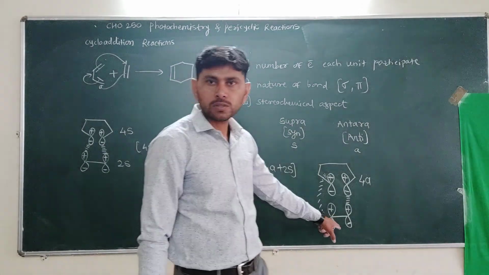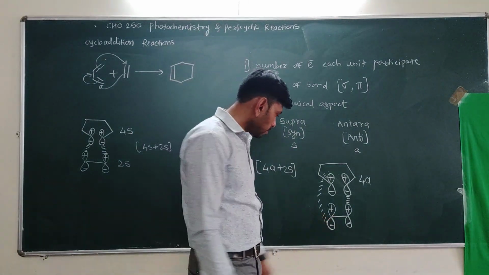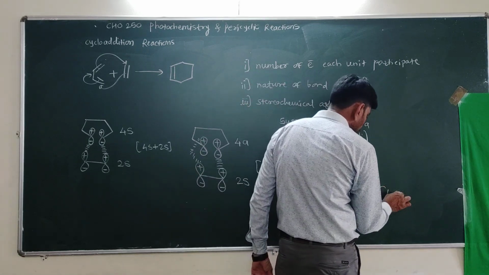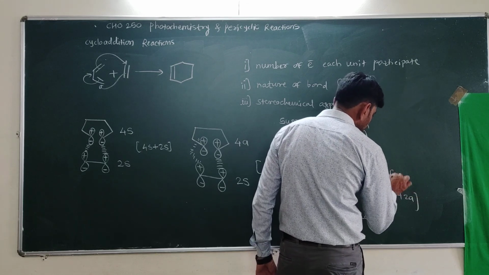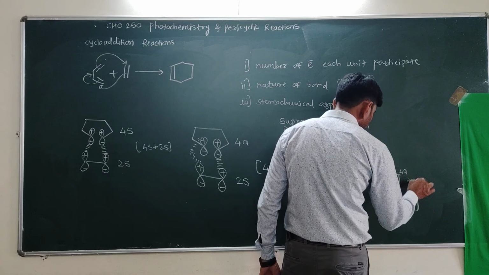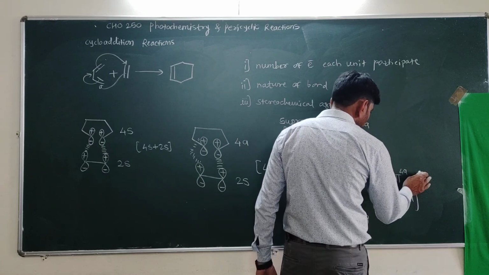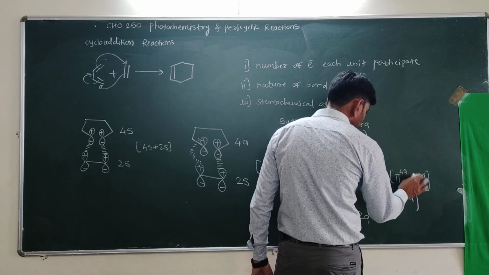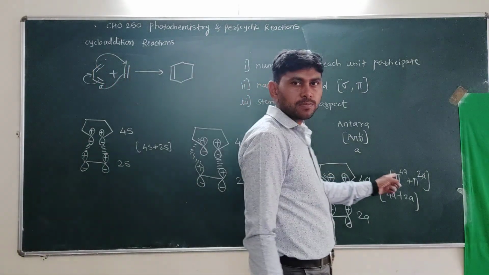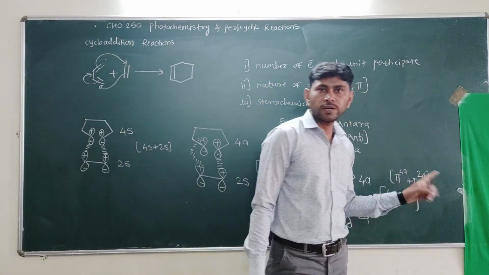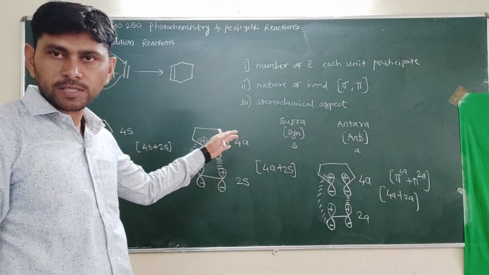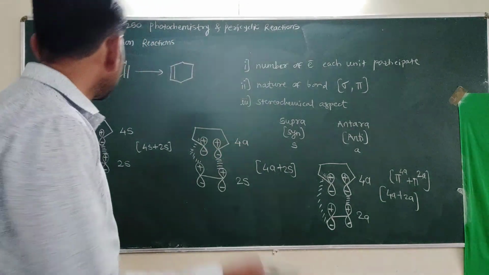Here a 2 pi electron system, with one above lobe, one below lobe. So 2a. So we can write 4a plus 2a, or simply these are pi 4a plus pi 2a cycloaddition reaction. So these are the suprafacial and antarafacial stereochemical aspects of cycloaddition reaction.